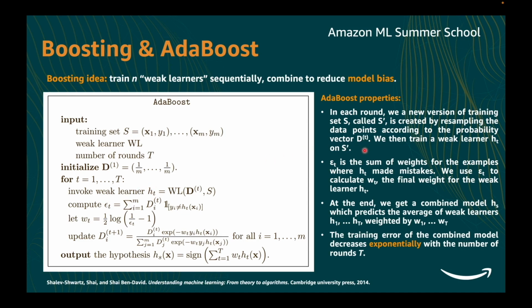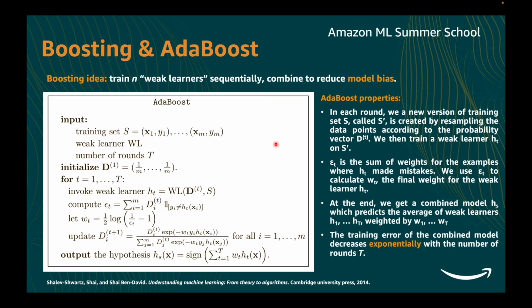So basically, what you do is you create a new version of the training data by resampling the data points in your original training data based on this probability vector d of t, right? So d of t to start with is a uniform vector. Suppose there's 5 data points, it'll be 1 by 5, 1 by 5, 1 by 5, 1 by 5, and you are going to create a new dataset of 5 data points by resampling each data point based on this probability.